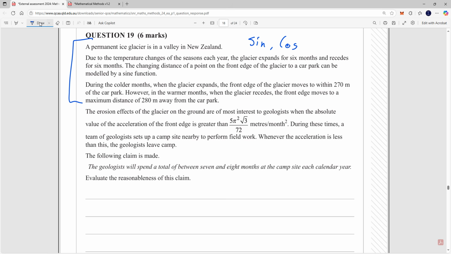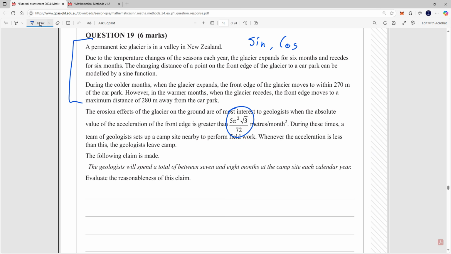The erosion effects of the glacier on the ground are of the most interest to geologists when the absolute value of the acceleration of the front edge is greater than this number here, meters per month squared. Okay, so this is where we'll start to lose a lot of people here, okay? All they're saying is they want to know, this is just a number here. It looks scary, but this is just a number.